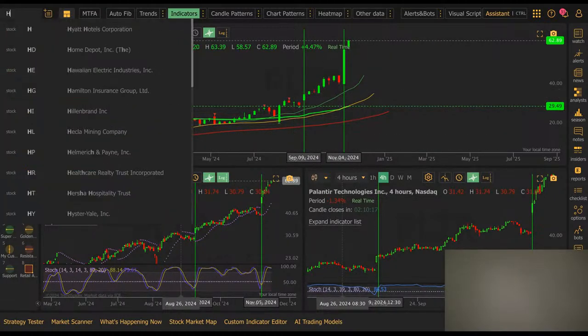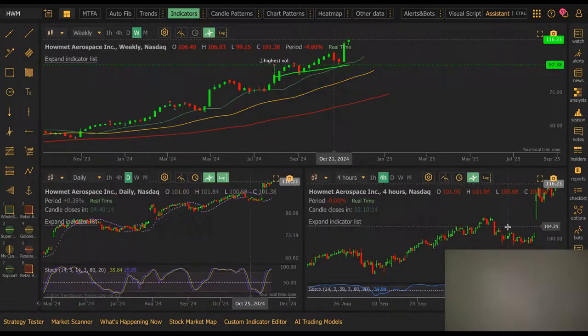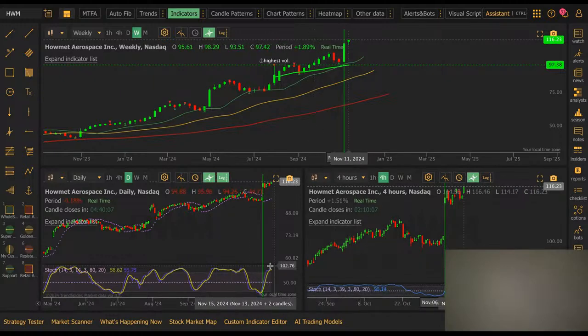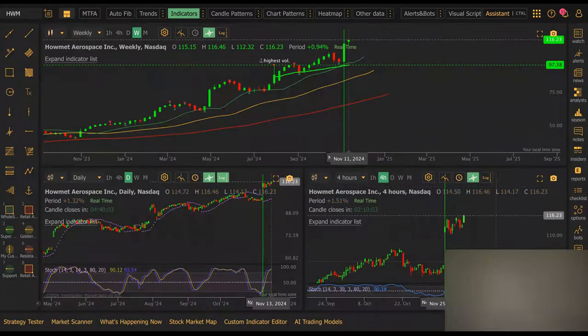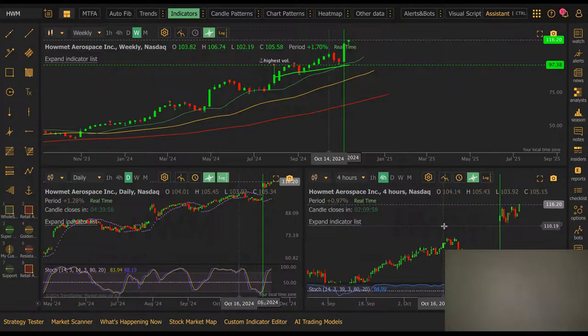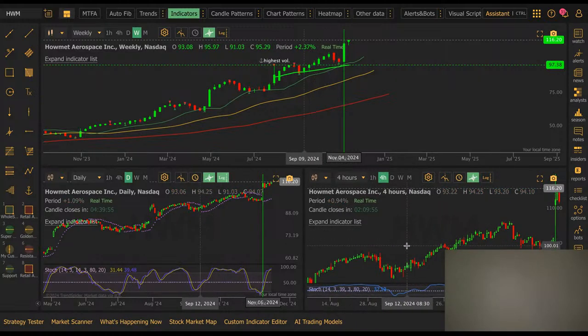Let's take a look at HWM. We recently had a move on November 6th, crossed above the 50, below the 50 on the daily, and then we see the trend is bullish as it's continuing to push up currently as we speak. All right, and we're going to go back a little bit. When was another time where it crossed the 50? Right here, crossed above the 50, below the midpoint. All right, and continued up.